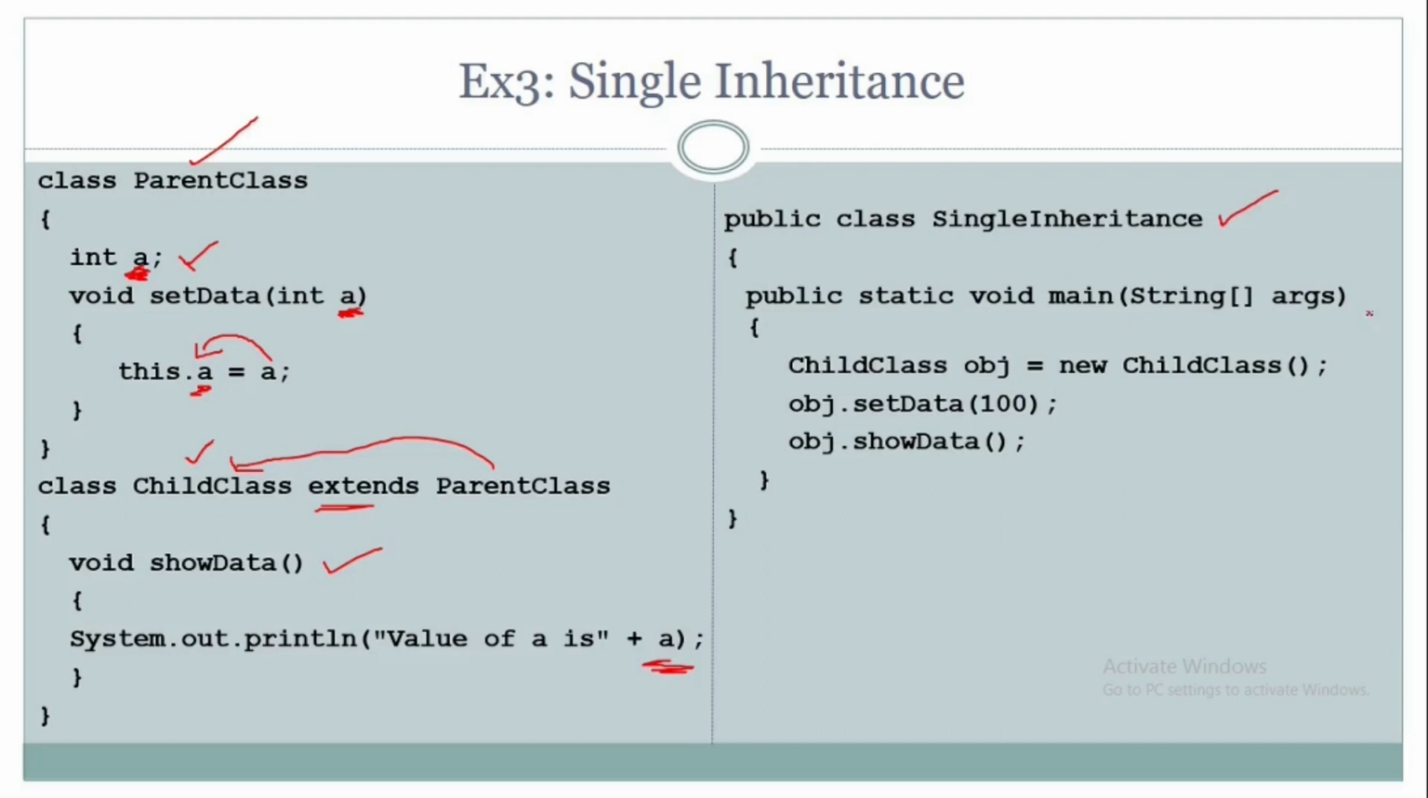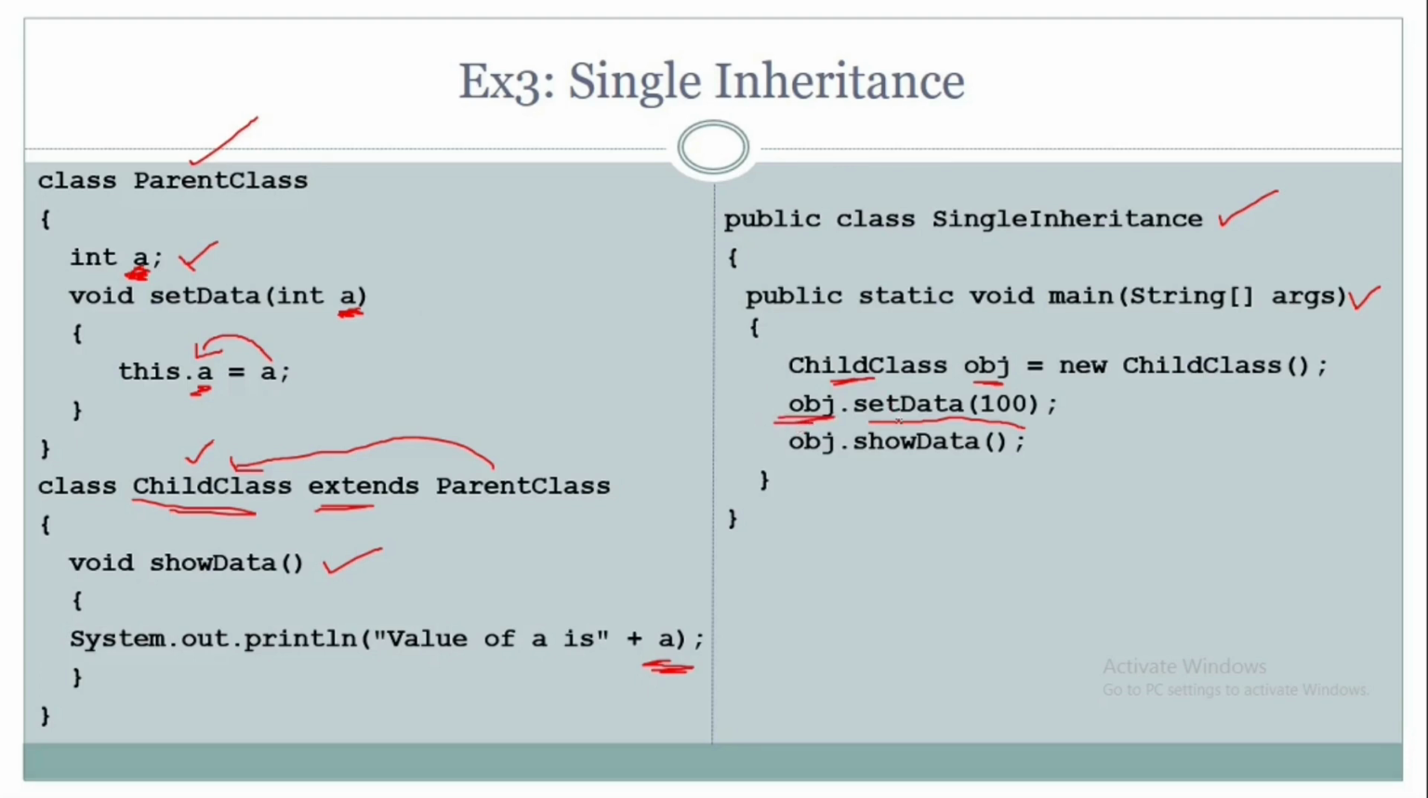Within that particular class, within the main function, I'll be creating an object of the child class. Here is the child class. I'll be creating the object of the child class. Using that object, I'll be calling set data. You might wonder, how can I call this set data using a child class object? That is simply because the child class has inherited all the features and properties of the parent class. That's the reason I can call set data using an object of the child class.